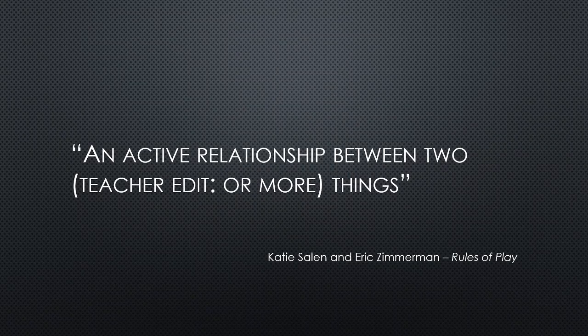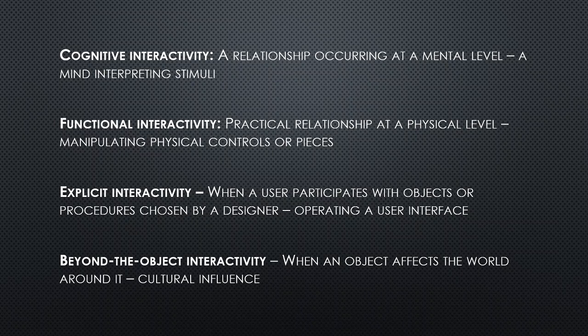Interactivity is an active relationship between two, and I'm going to add or more, things to Salen and Zimmerman's definition here. And I say more things because imagine an MMORPG, a massively multiplayer online role-playing game. Each person is a thing that can interact. Each person is a player that has its own attributes that can interact with the system around it. So interaction can be more multi-channel than just two.